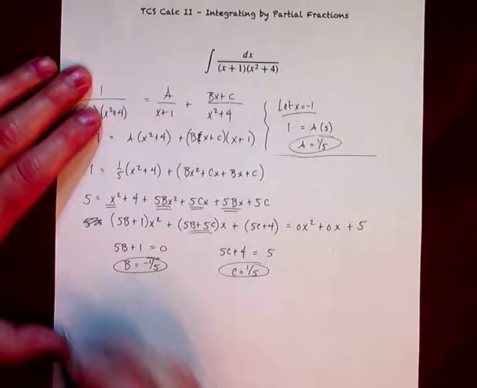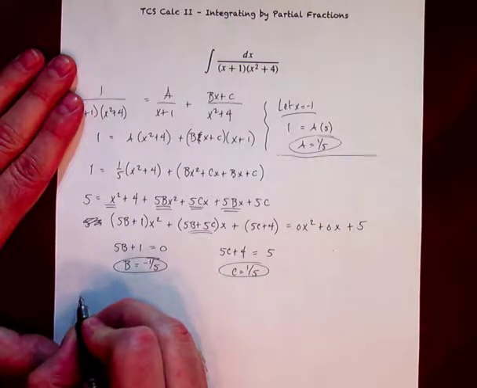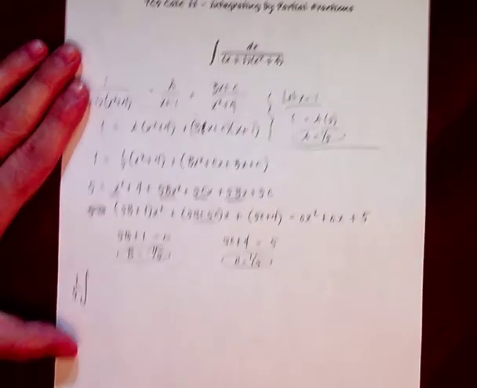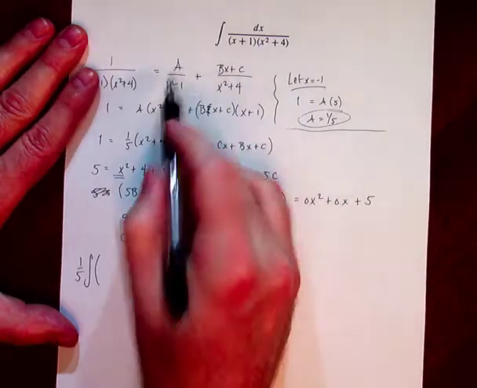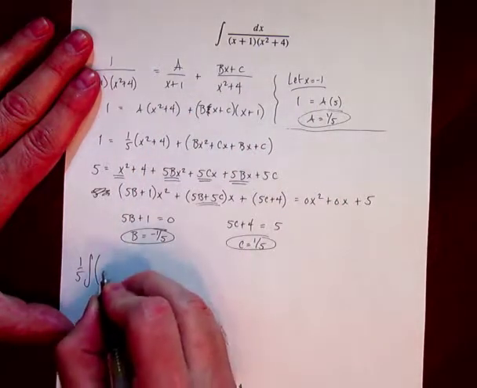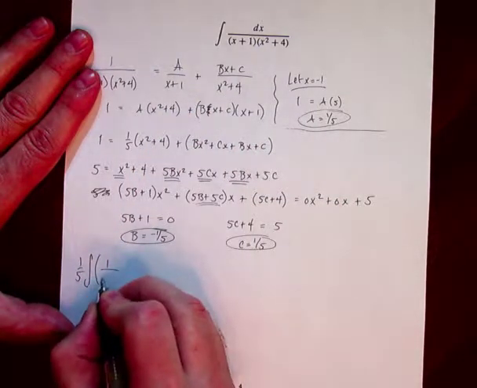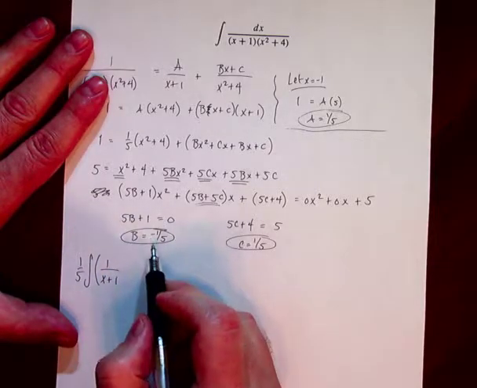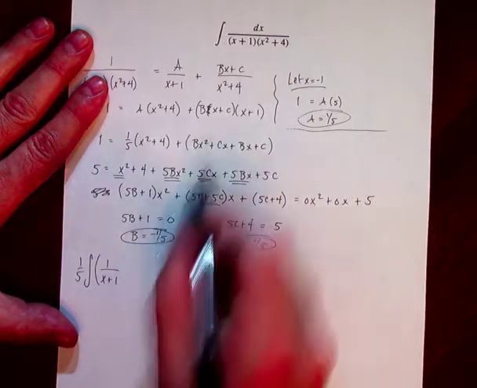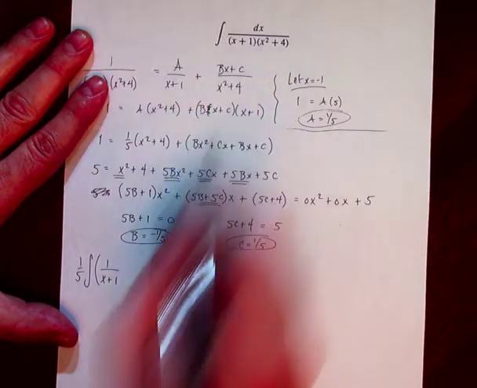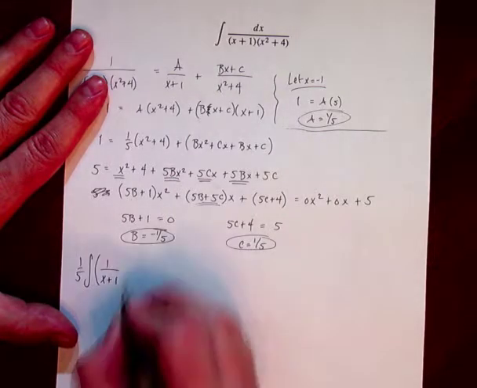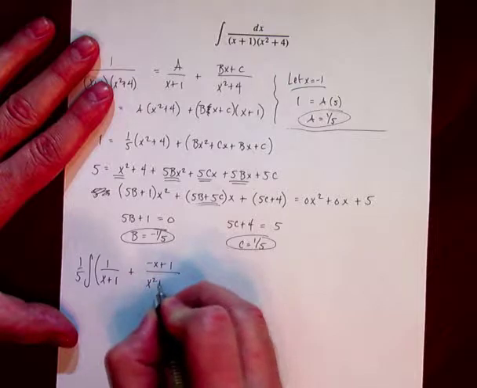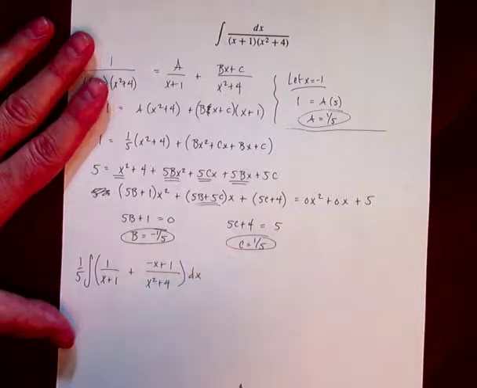Now what that means is, let's go ahead and pull the 1/5 out in front, and let's go ahead and put the A over x plus 1. So if I've pulled the 1/5 out in front, that winds up being 1 over x plus 1. And then, functionally, B becomes -1 and C becomes +1. So I have plus -x plus 1 over x squared plus 4 dx.